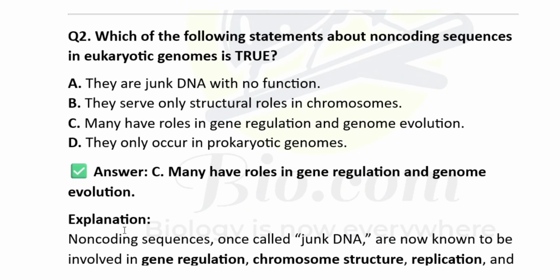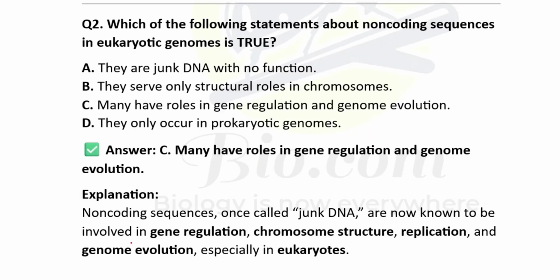Now next question. Which of the following statements about non-coding sequences in the eukaryotic genome is true? They are junk DNA with no function. They serve only a structural role in chromosomes. Many have roles in gene regulation and genome evolution. They only occur in prokaryotic genomes. The right answer is option C. Many have roles in gene regulation, as they have regulatory sequences, and in genome evolution.